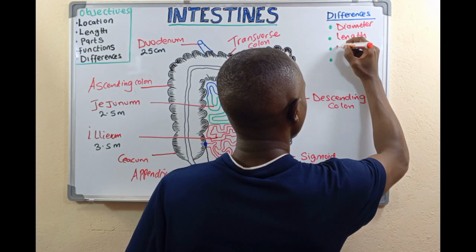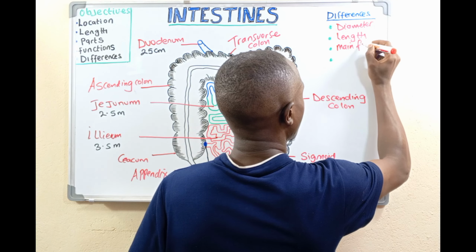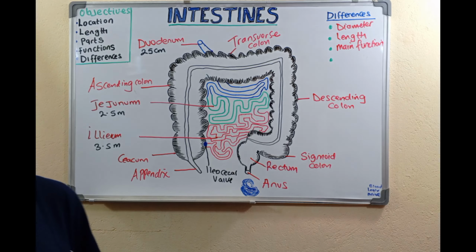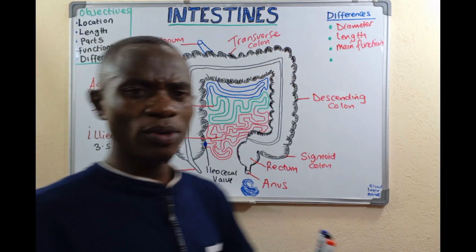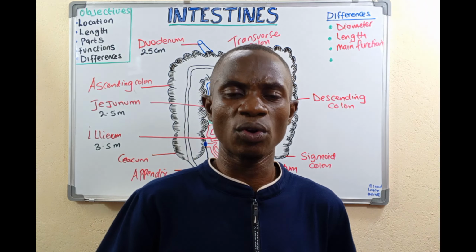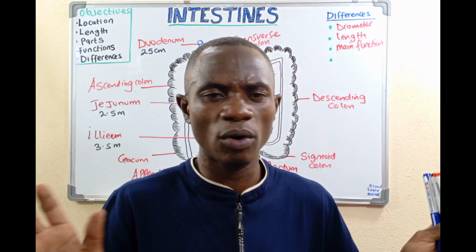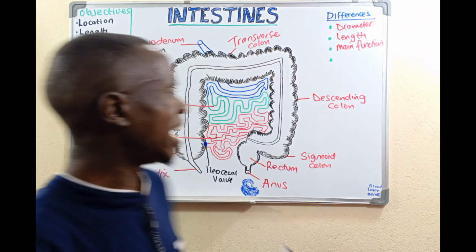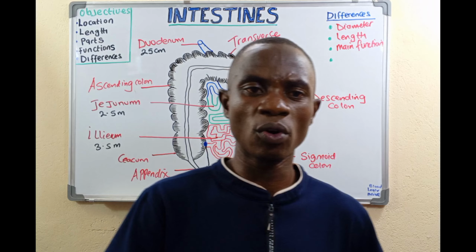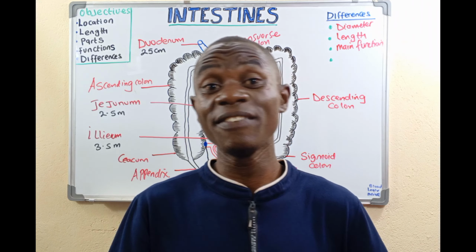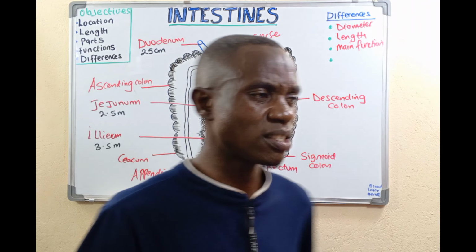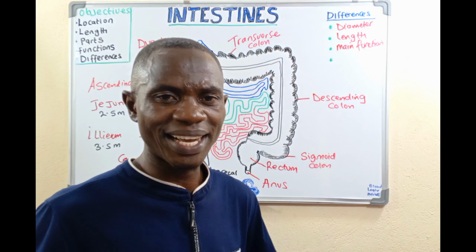And then talking about the main function, these intestines play different roles. The small intestine is primarily responsible for absorption of nutrients. That's the primary role of the small intestine. And the large intestine is mainly responsible for the absorption of water and electrolytes, and the formation of fecal matter. So that also differentiates between the small intestine and the large intestine.